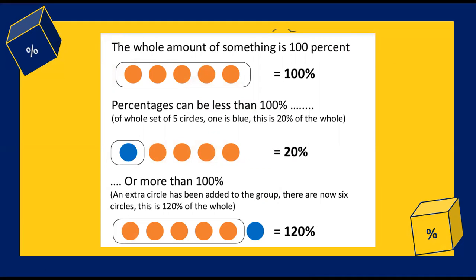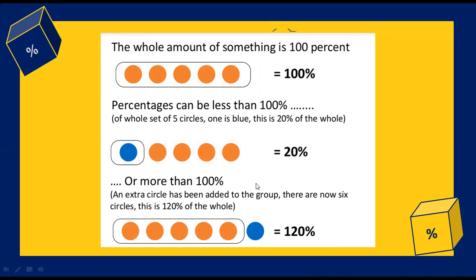How? Of the whole set of 5 circles, one is blue. मीन्स कि 5 सर्कल थे, मैंने एक सर्कल को ब्लू कलर कर दिया. This is the 20% of the whole. ये 20% सर्कल है of the whole. तो अब बॉक्स में कितने सर्कल है? Only one circle, meaning 0.2, and 0.2 means 20% circle.